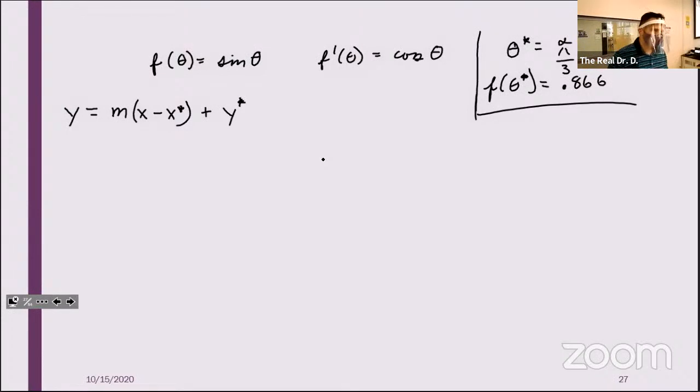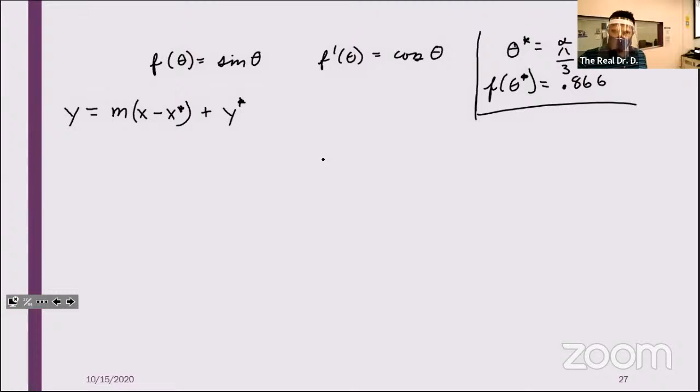y star. Why can we do this? Well, remember, the slope of a line is equal to the rise over the run. So we can use point slope form to figure out how to make this line. So I'm not even going to touch Taylor series. You're doing the same thing. It just complicates it a little bit in this case.